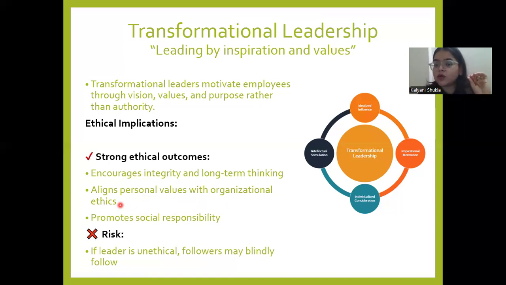If the power goes into arenas where people are just blindly following a person, this becomes a harmful picture. For example, if there is a terrorist organization and the followers are influenced by the leader, if I quote so in today's arena, then this leadership can become deadly at the same time. Again, the risk, as I mentioned here, is that if the leader is unethical, followers may blindly follow. This becomes again the risk of it.